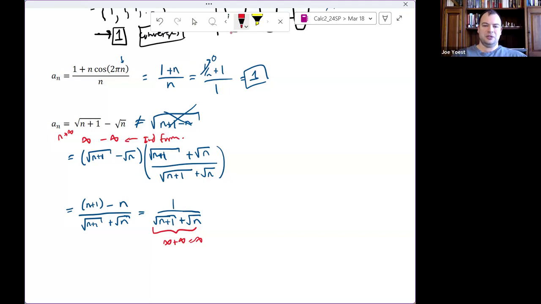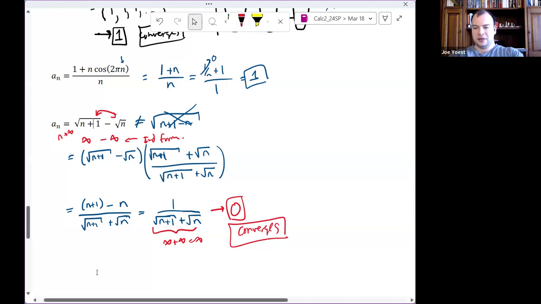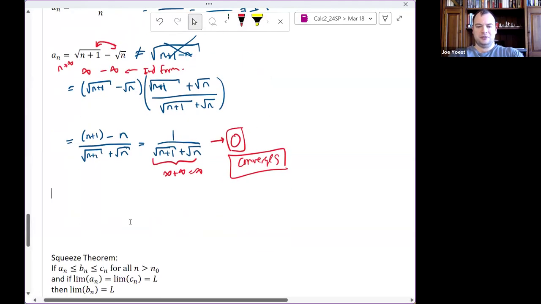1 over a number that's getting larger and larger goes to 0. This sequence converges, and it converges to 0. So the difference between square roots of successive integers goes to 0 as the integers get larger and larger. Any questions on anything so far?